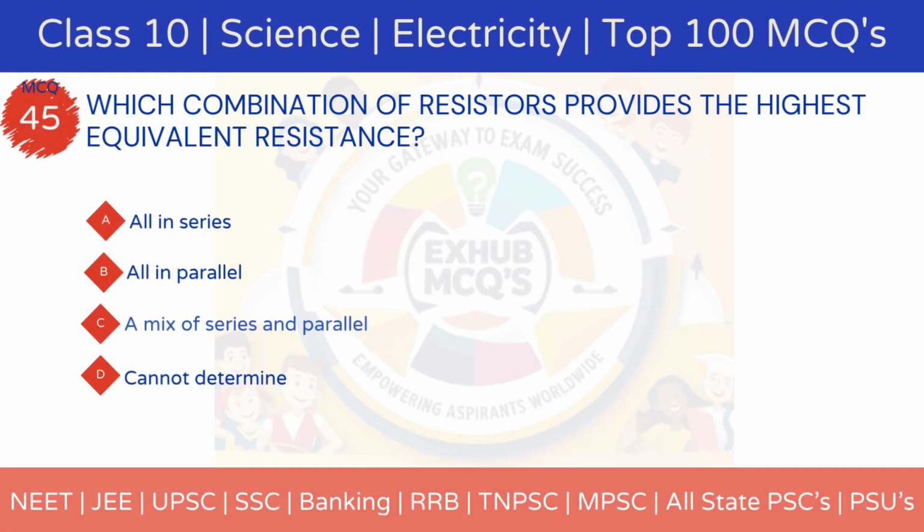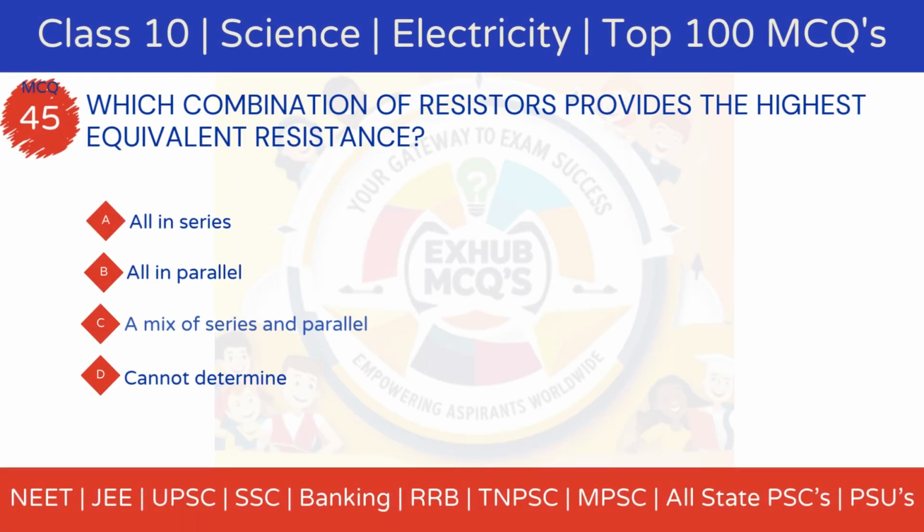MCQ 45. Which resistor configuration provides the highest equivalent resistance? Option A, all in series. Option B, all in parallel. Option C, a mix of series and parallel. Option D.